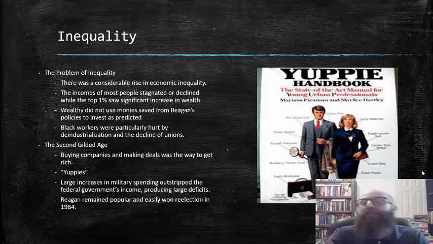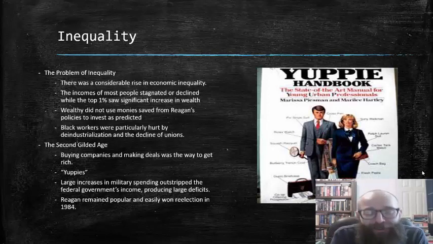This ushered in what many historians have deemed the Second Gilded Age, where the top 1% really went at it, and the buying and selling of companies and the consolidation of business into ever larger conglomerations and industries, and making business deals, was the way to get rich.